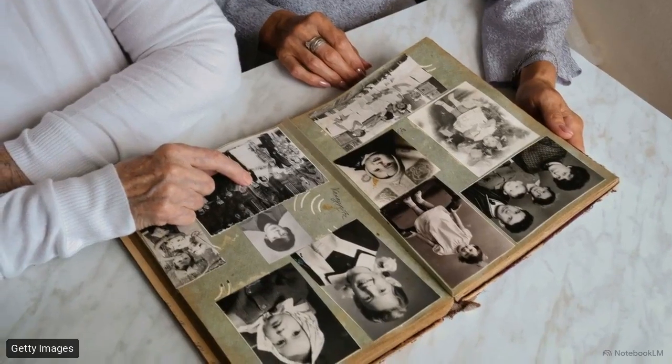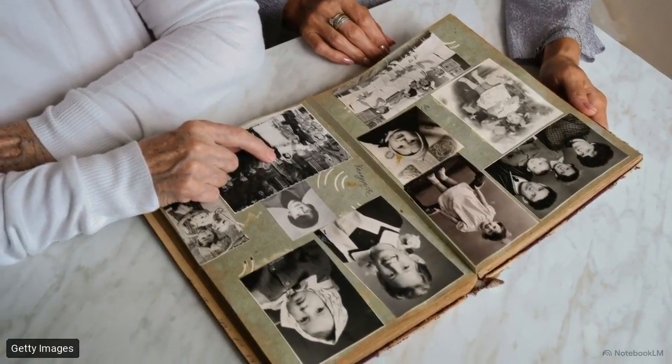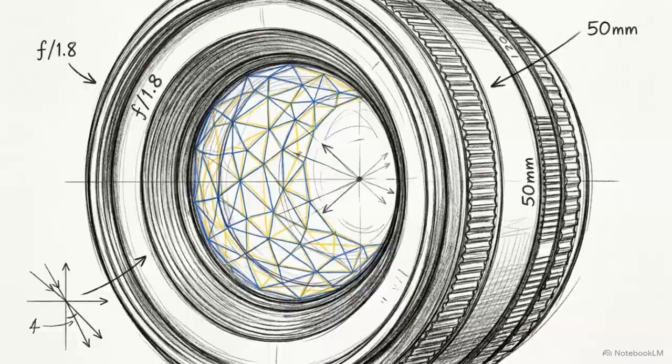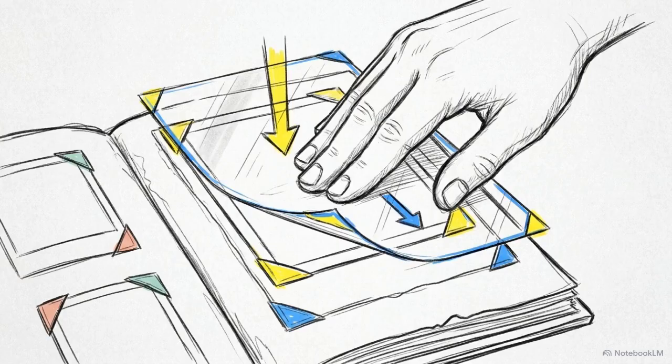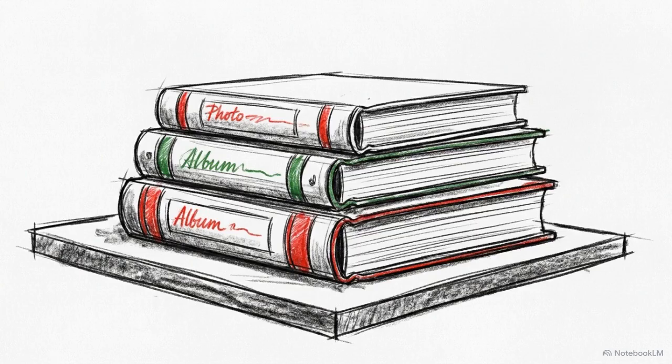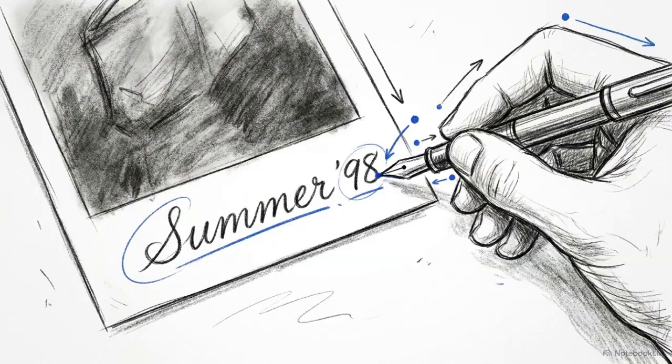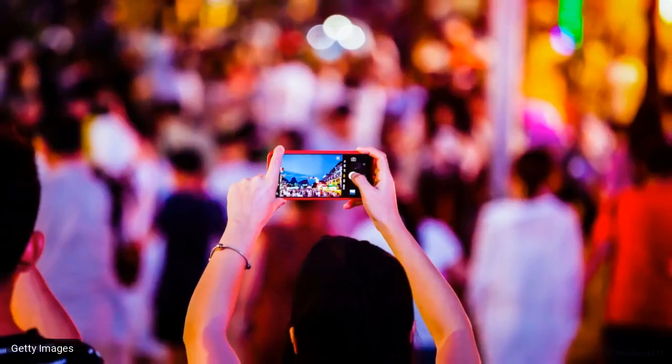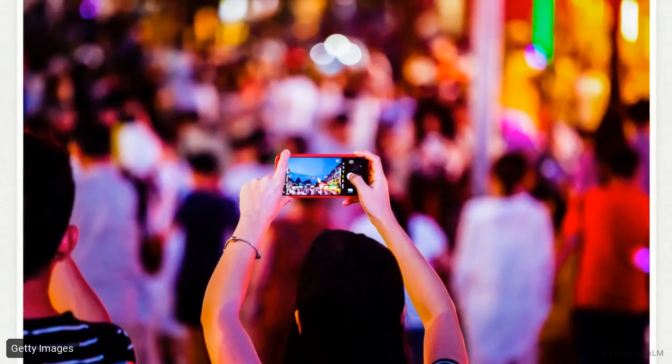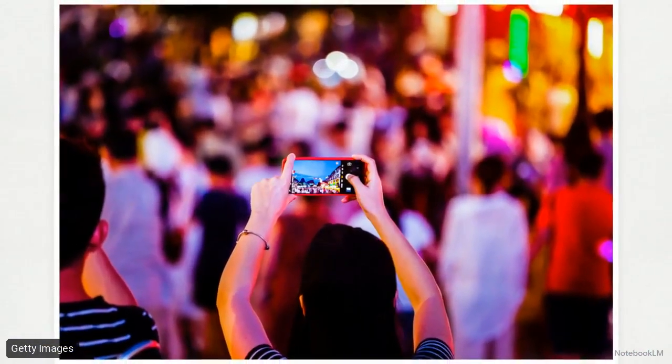For decades, keeping a visual record of our lives meant making deliberate choices. You took a picture, you printed it, and placed it in an album. The organization was physical, intentional, and slow. Today, the friction of taking a photo is gone. We capture thousands of images every year.